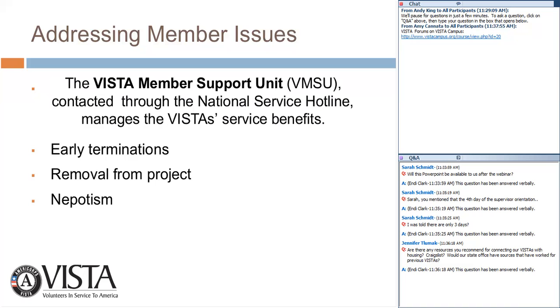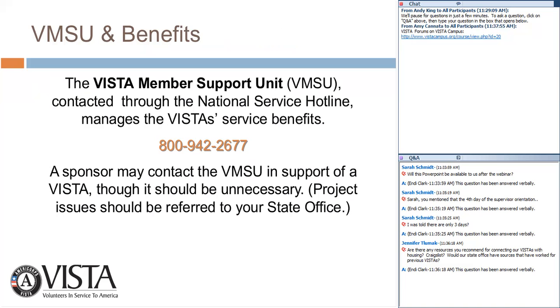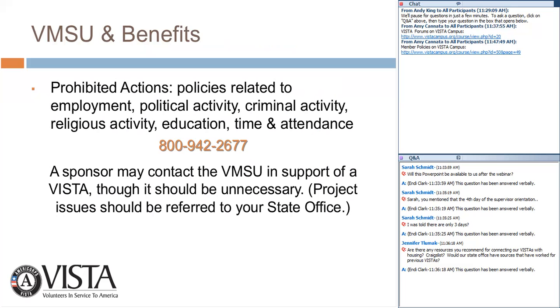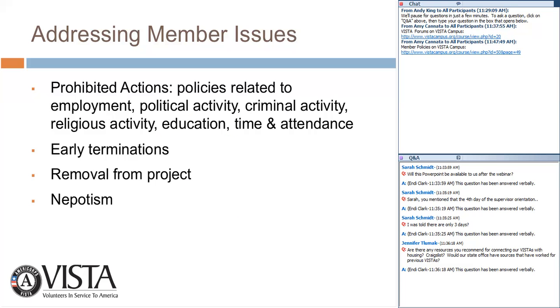And Sarah, this is Andy. Before we move on, we did have a question come in. If you could just review again the guidance around education. So if VISTA members want to attend college courses, what are some of the parameters that they need to keep in mind?